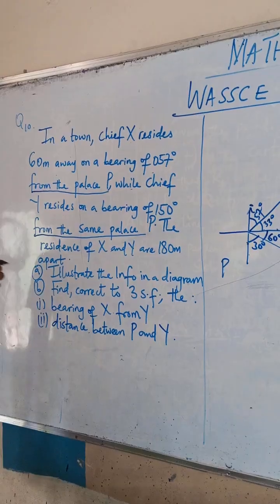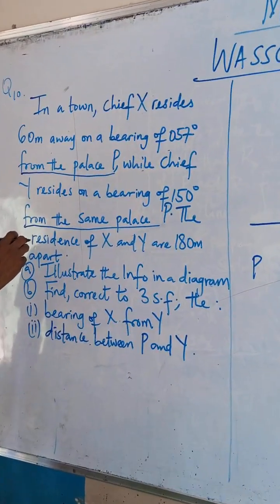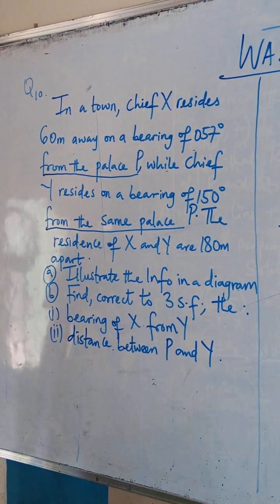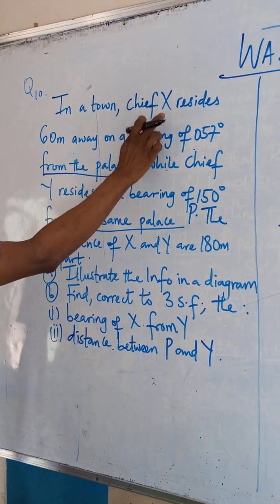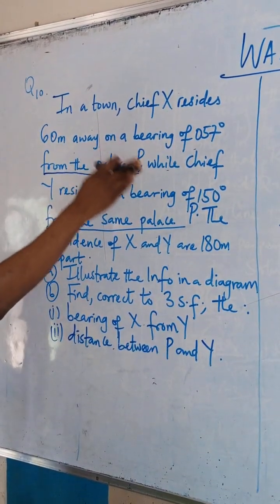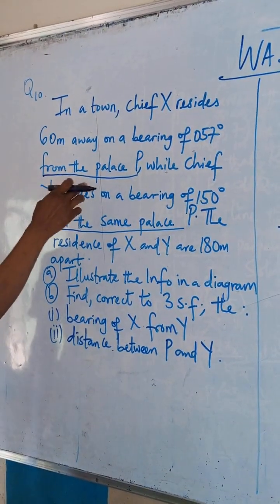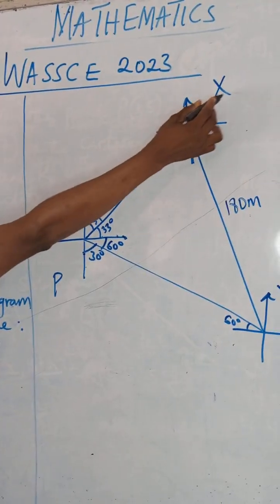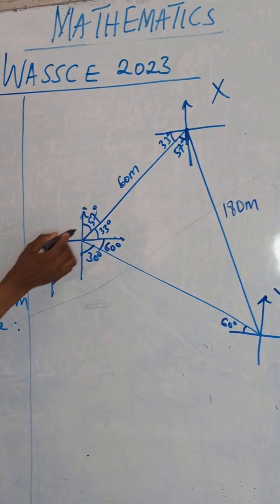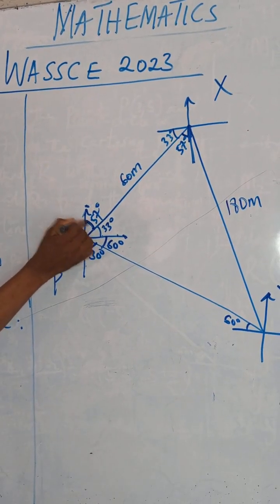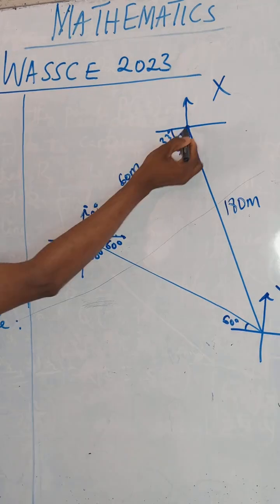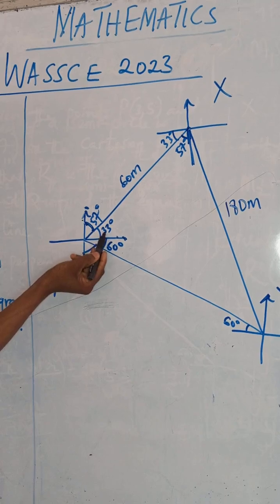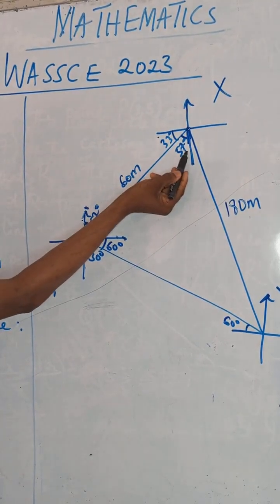Let me quickly make a summary of what I have done. In a town, Chief X resides 60 meters away on a bearing of 57 degrees from Palace P. So this is Palace P, and this is Chief X, where Chief X lives. The bearing is 57 degrees from the North Pole to that line. From here to here is 90, so this remains 33. The other part here will be 57.